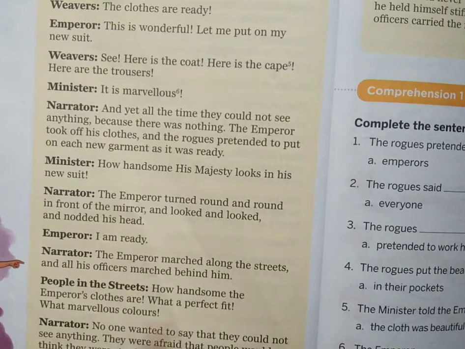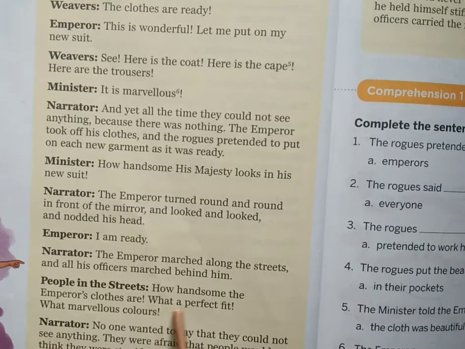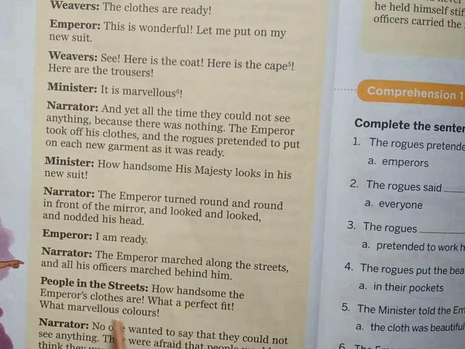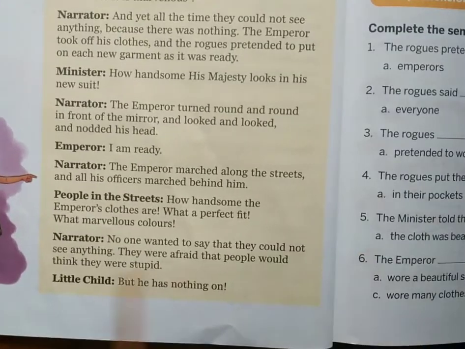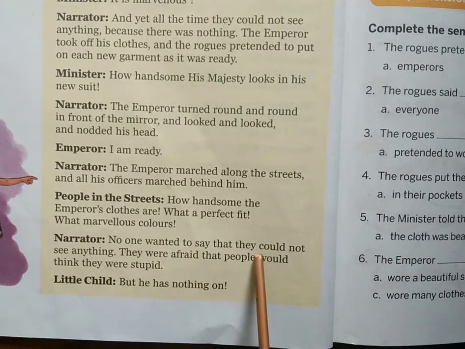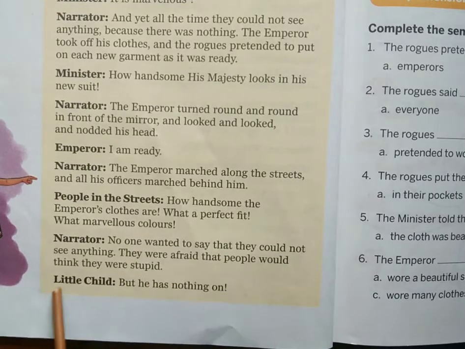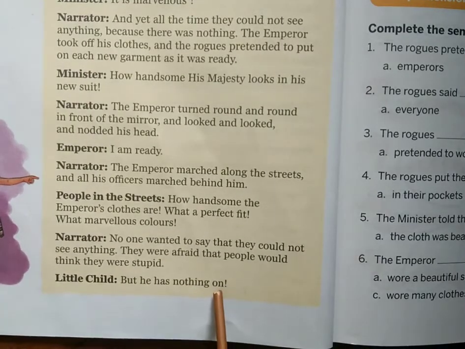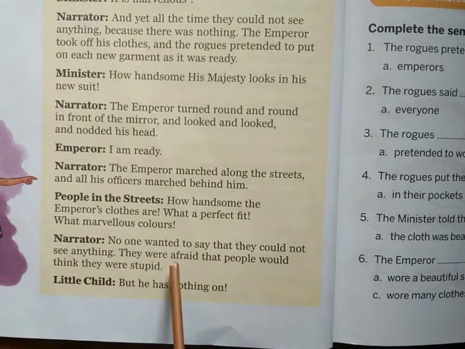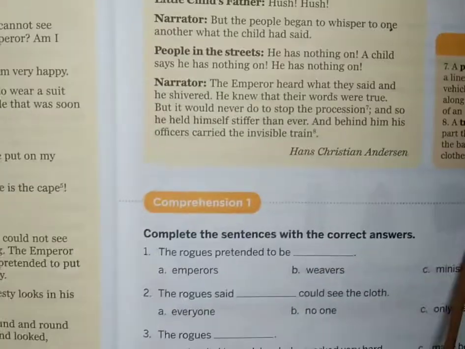People in the streets: How handsome the emperor's clothes are! What a perfect fit! What marvelous colors! Actually, they could not see anything, but all of them were just praising for the namesake. Narrator: No one wanted to say that they could not see anything. They were afraid that people would think they were stupid. Little child: But he has nothing on. So the first person who told the truth was a little child who straightway said that the emperor has nothing on his body.